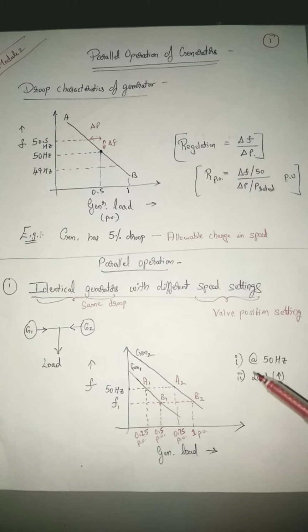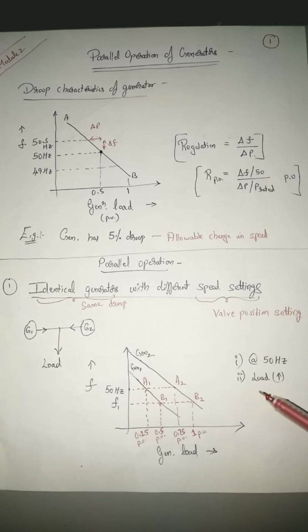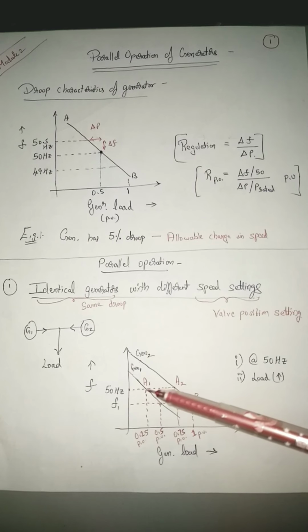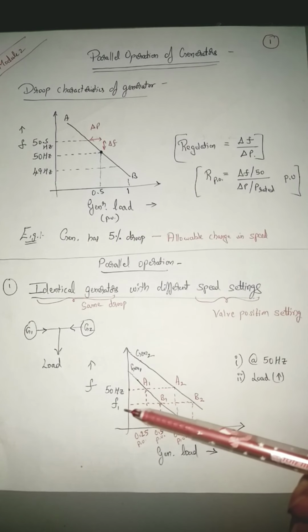Now let us say the second case, whenever there is an increase in the load demand. Say there is an increase in the load demand by additional 50%. Till now the load was 100%. Let us take it has increased to 150% of the actual value or 1.5 per unit. Now you can see as soon as there is an increase in the load demand, the frequency of the system drops to a new value f1.